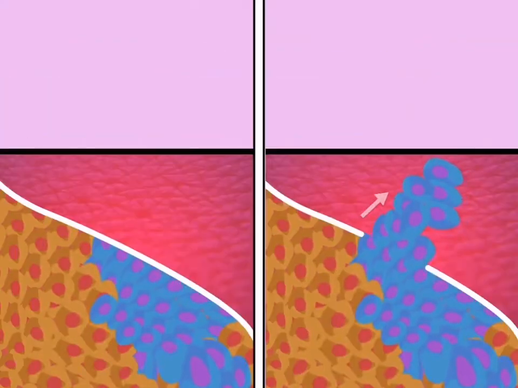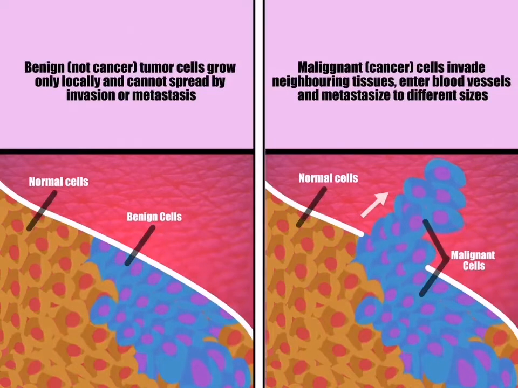Not all tumors are cancerous. Tumors that aren't cancer are called benign. Benign tumors can cause problems. They can grow very large and press on healthy organs and tissues. But they cannot grow into, that is, invade, other tissues. Because they can't invade, they also can't spread to other parts of the body, that is, metastasize. These tumors are almost never life-threatening.